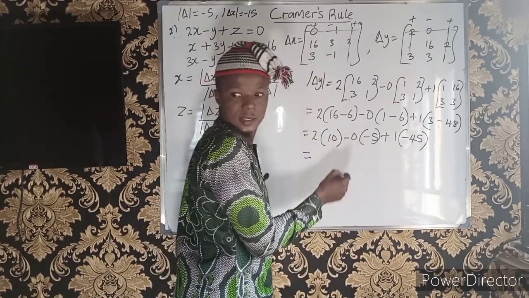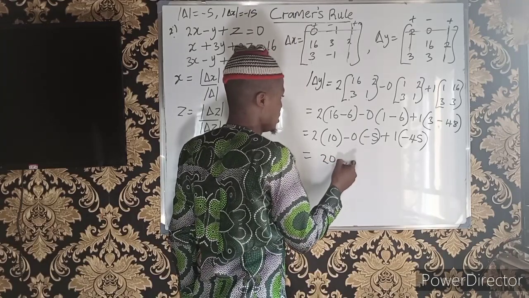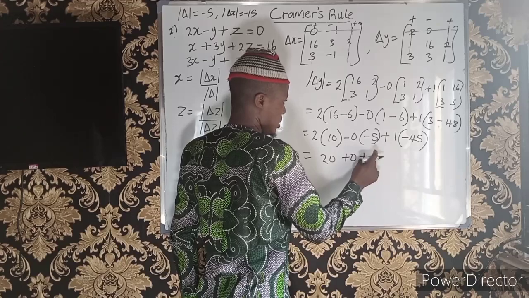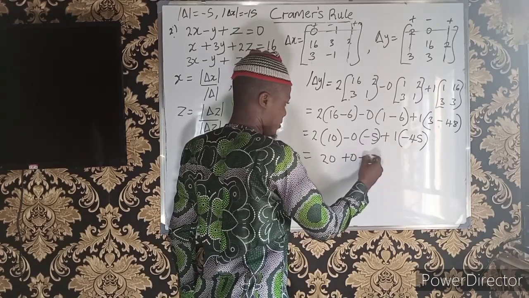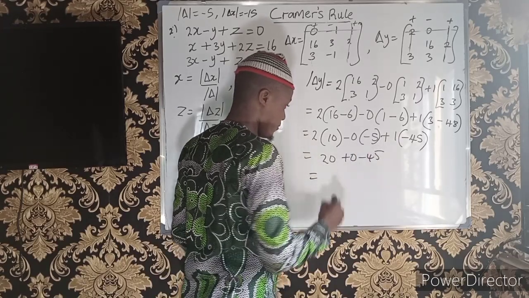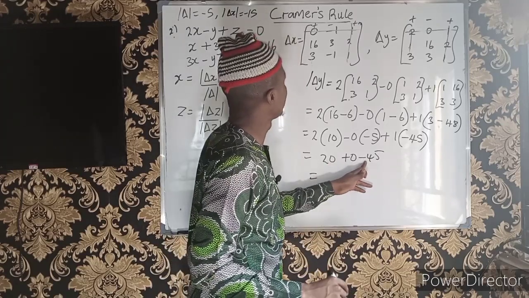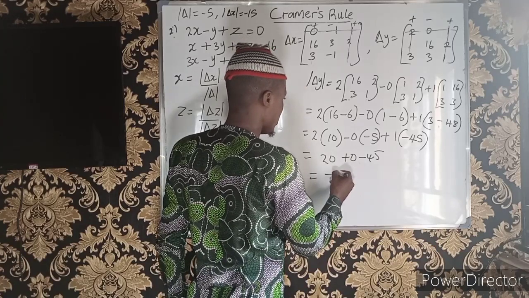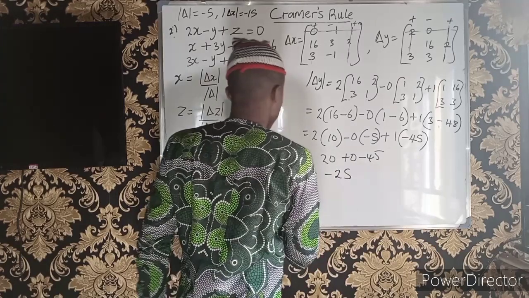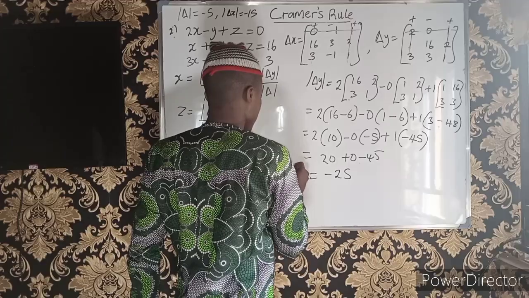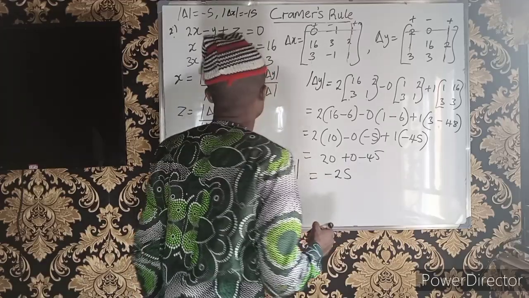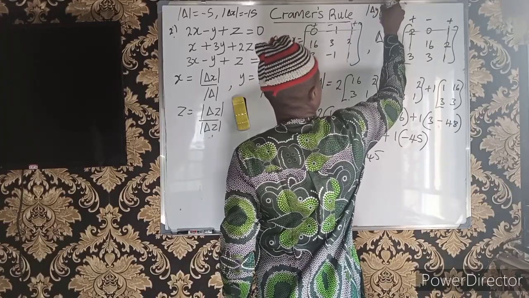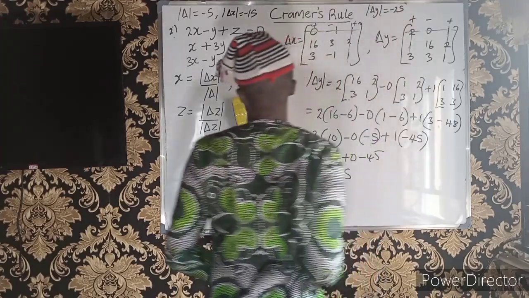So we have 2 times 10 will give us 20. 0 times minus 5 is 0, plus 1 times minus 45 is minus 45. So we have 20 minus 45 will give us minus 25. Hence, the determinant of change in y is equal to minus 25. So you come somewhere here, determinant of change in y equals minus 25, so that we don't forget.